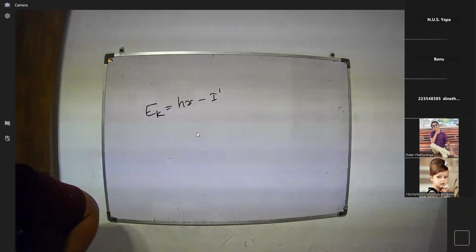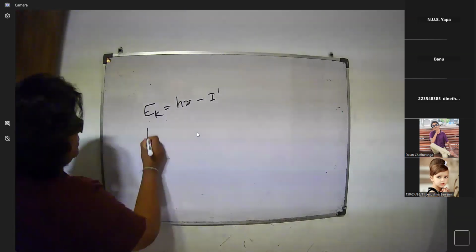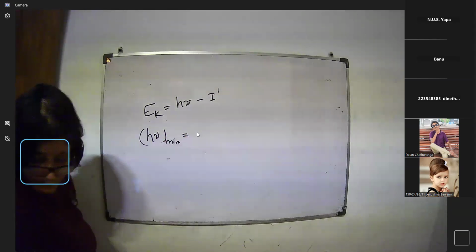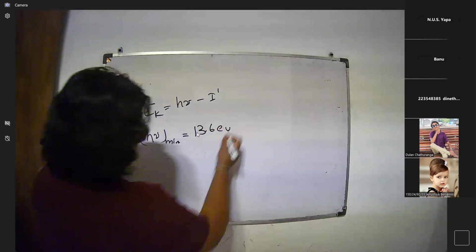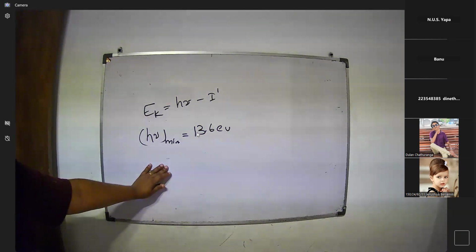We call the ejection of the electron from the ground state the ground ionization energy of the hydrogen atom. That h nu minimum is equal to 13.6 electron volts. And this is called the ionization energy of the hydrogen atom.